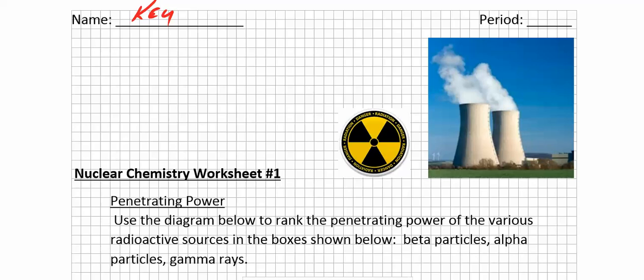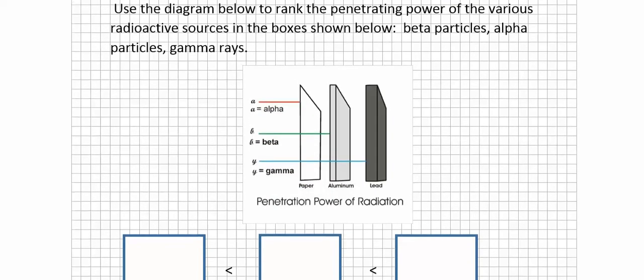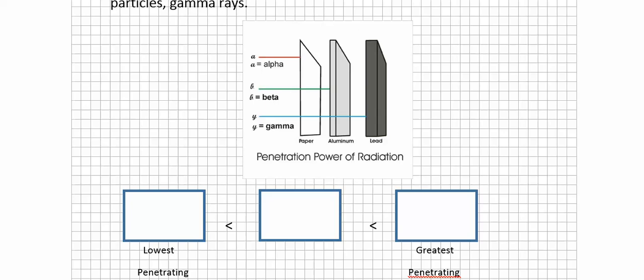Here we go. Penetrating power. What do we mean by penetrating power? We want to use the following diagram below to rank the penetrating power of the various radioactive sources in the boxes shown below. We want to look at beta particles, alpha particles, and gamma rays. So those three radioactive entities are going to be ranked now in terms of their ability to penetrate through various substances. So let's start with alpha particles.